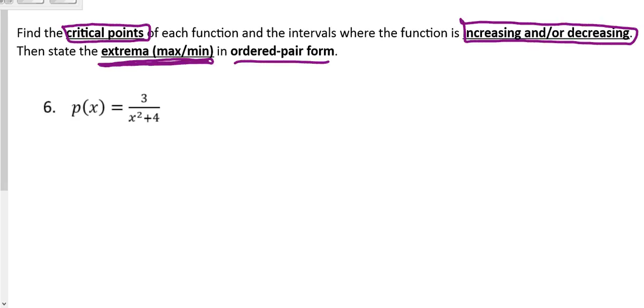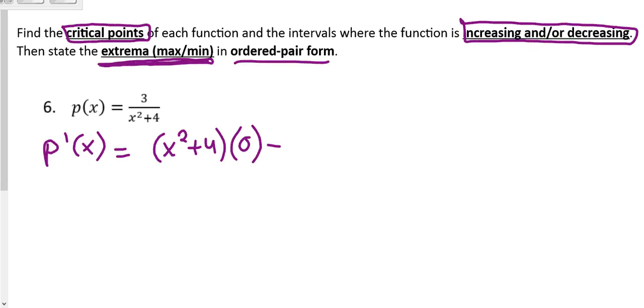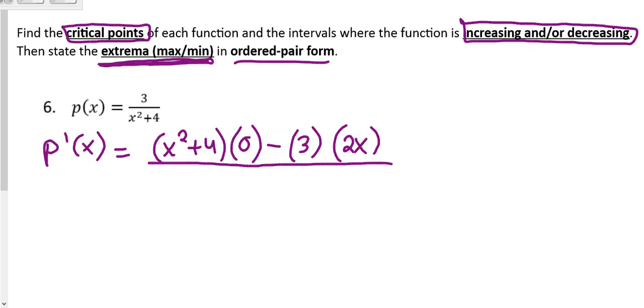If you notice, this function is a quotient. We have a top and a bottom, and the x is in the bottom. Now you can either change this to make it a chain rule, which I know that we're struggling with right now, so we'll do quotient rule. So to find the derivative, we have low d high, the derivative of 3 is 0, minus high d low, the derivative of the bottom is 2x, all over, don't forget the bottom, x squared plus 4 squared.